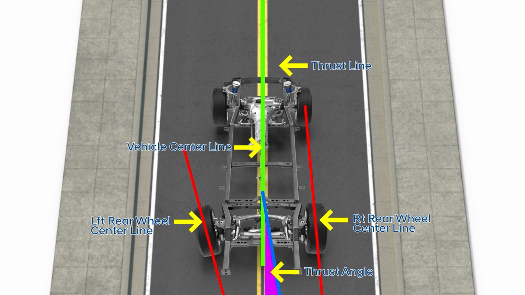When the thrust line extends to the left of the geometric center line, the thrust angle is negative. The rear wheels of the vehicle are pointed to the left. A positive thrust angle describes the thrust line extending to the right of the geometric center line. The rear wheels are then pointing to the right.